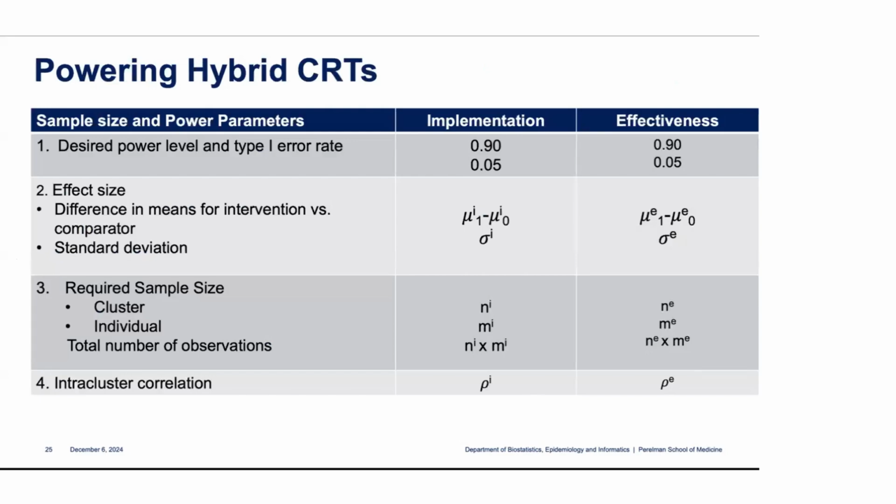So for a hybrid design that's clustered or multi-level in both objectives, we would need intra-cluster correlation parameters for both objectives. We would consider sample size calculations at both objectives, and then we would again reconcile the two.